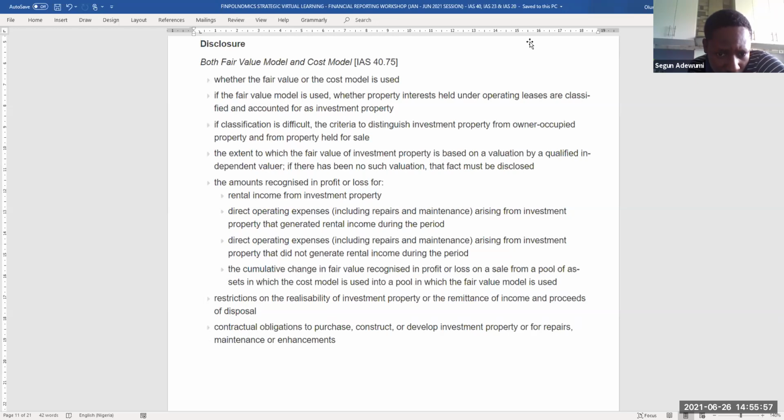7, the restriction on the realizability of investment property or on the remittance of income and proceeds of disposal. 8, contractual obligations to purchase, construct, or develop investment property or for repairs, maintenance, and enhancements.